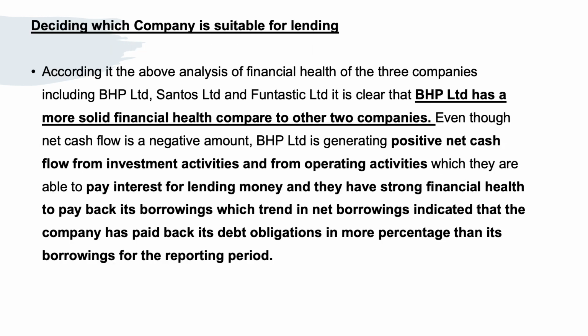And deciding which company is suitable for lending, by looking at the financial health of the three companies, it is clear that BHP Limited has more solid financial health compared to the other two companies. Also, they have positive net cash flow from investment activities and from operating activities, so they are able to pay interest on lending money, and they have strong financial health to pay back their borrowings. The trend in net borrowings indicates that the company has paid back its debt obligations at a higher rate than its borrowing for the reporting period.